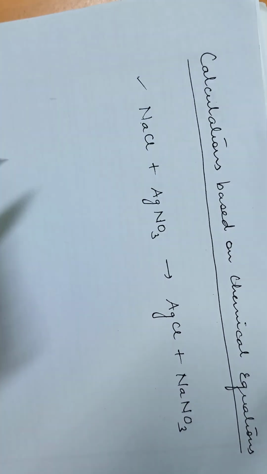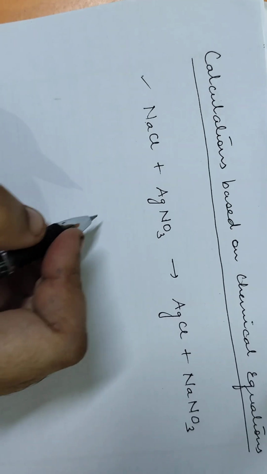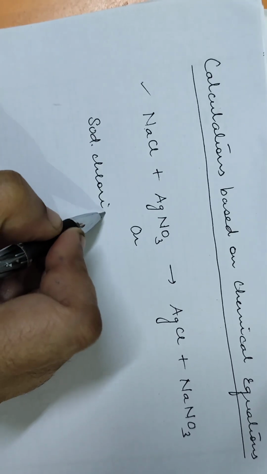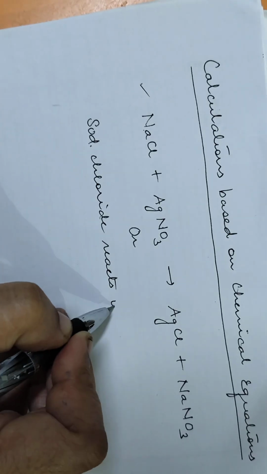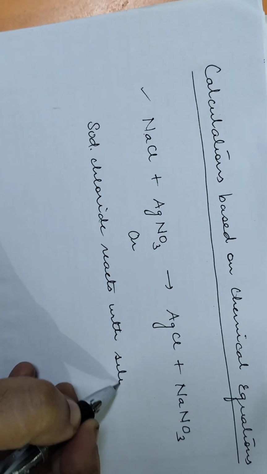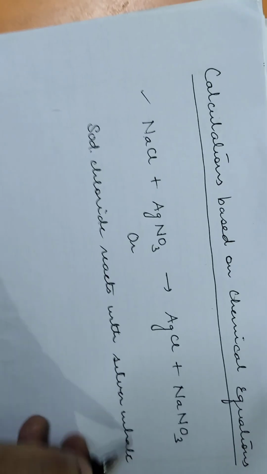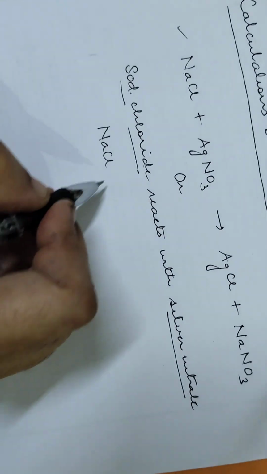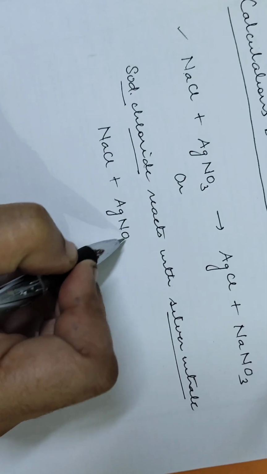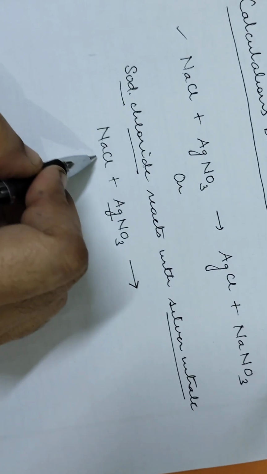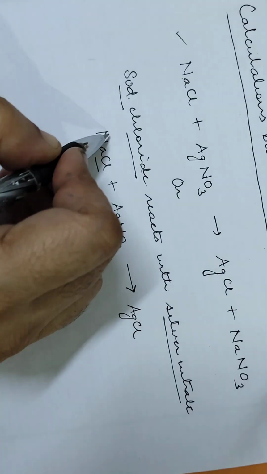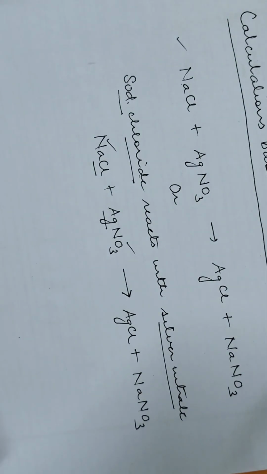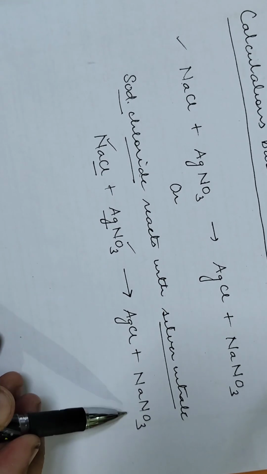So this equation can be given to you like this, or you may be given in this form that sodium chloride reacts with silver nitrate. So when sodium chloride reacts with silver nitrate, you will write the formula. Sodium chloride is NaCl, reacts with silver nitrate, that is AgNO3, and you know it is a double displacement reaction. So Ag will go with Cl and Na will go with NO3. The interchange of ions will be taking place, and you will make the products accordingly.